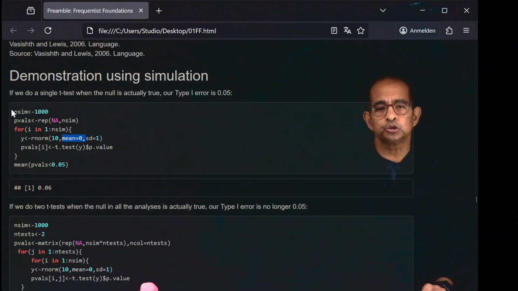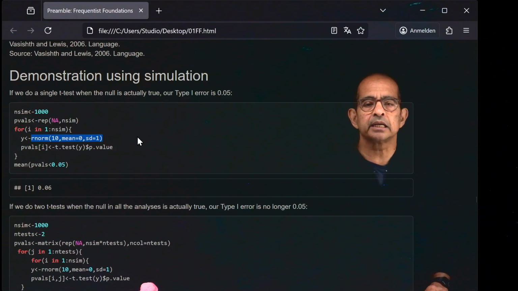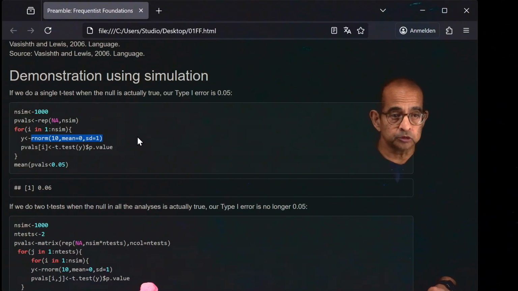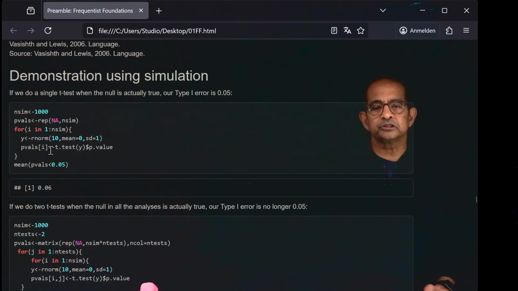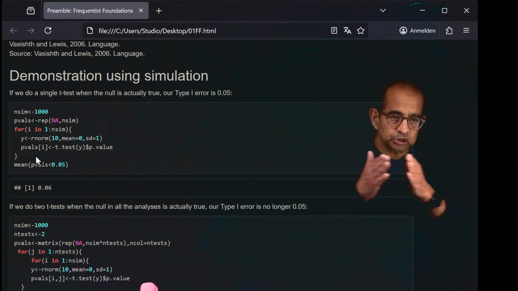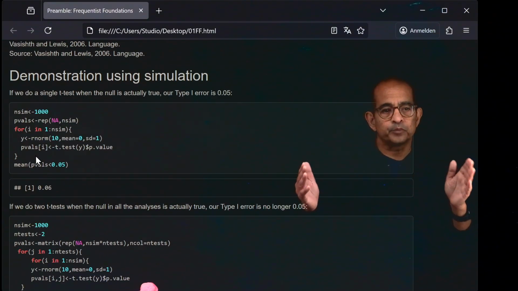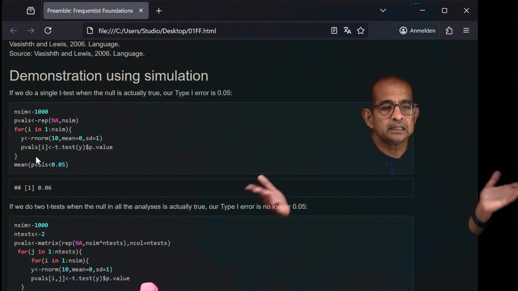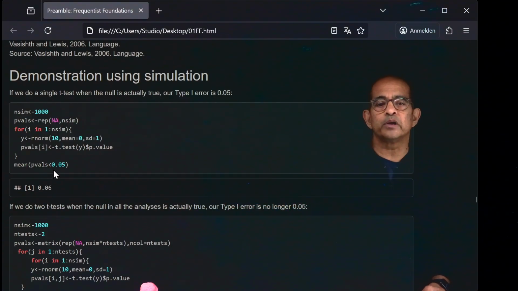We can establish this with simulation. We're going to do the experiment 1000 times, and each time you're going to take a sample from a standard normal distribution. That means a distribution where the null is actually true, mu is equal to 0. Carry out the t-test on the sample that we take, extract the p-value and save it in a vector, right? So our goal here is to obtain 1000 p-values and find out which proportion of these p-values is less than 0.05. Those would be the instances where we made a type 1 error, right?